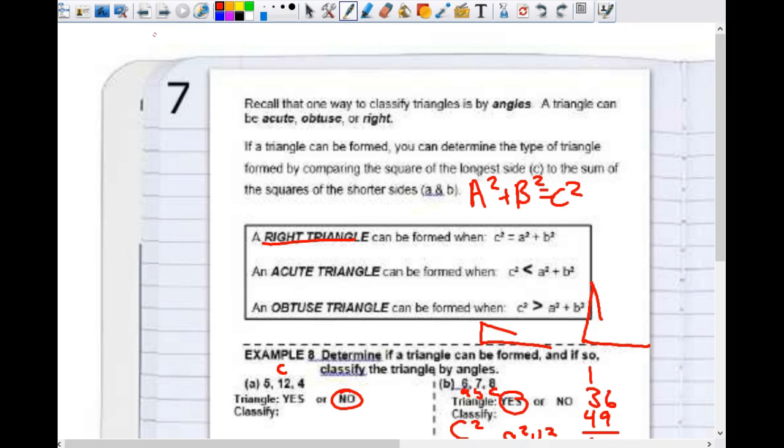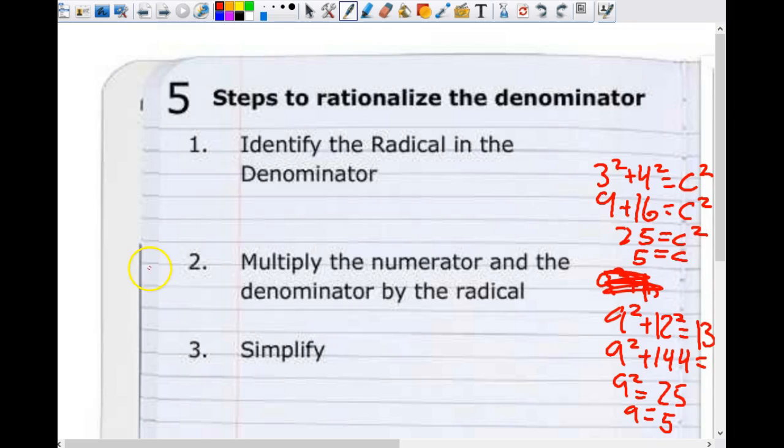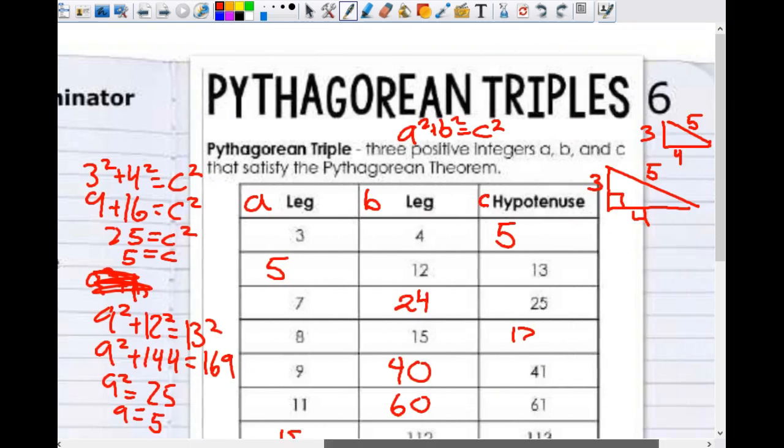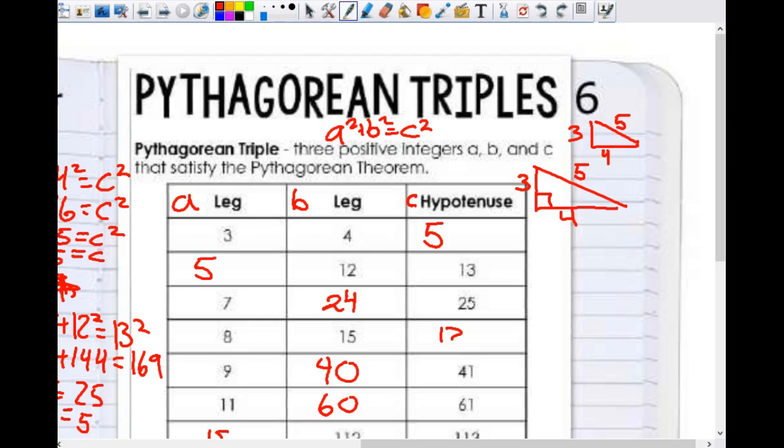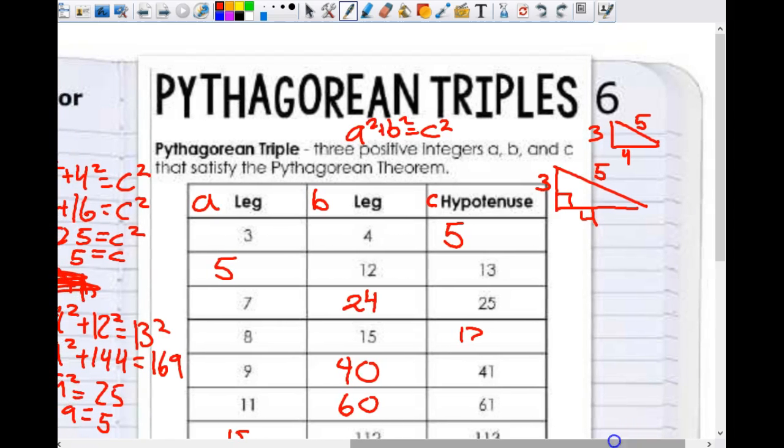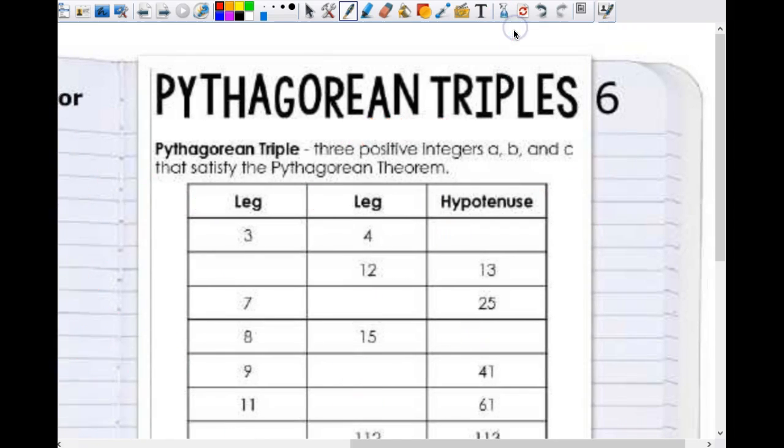All right, the first thing we're doing today, this should be glued onto page 6 of your ISN, is the Pythagorean triplet notes.